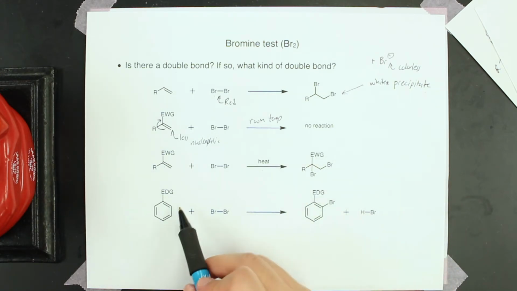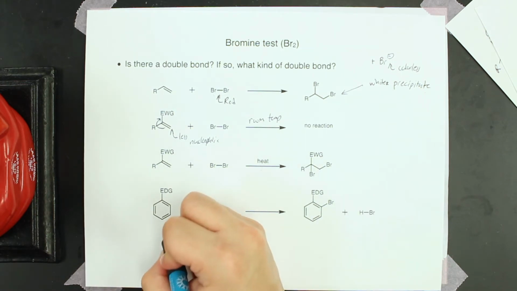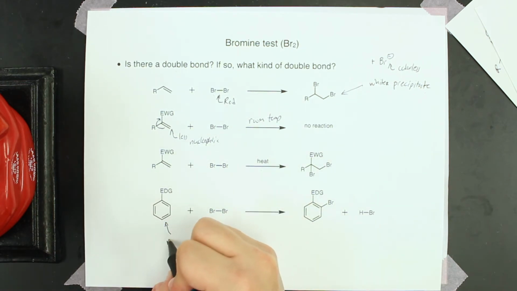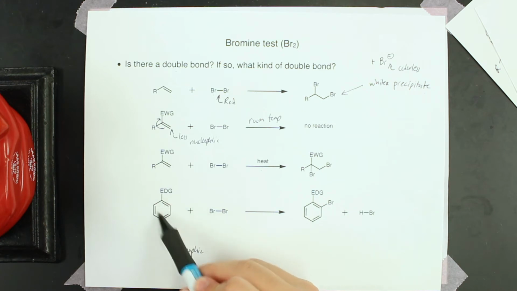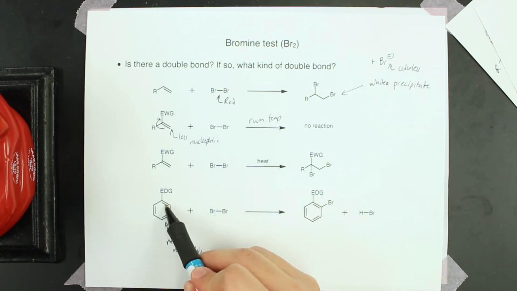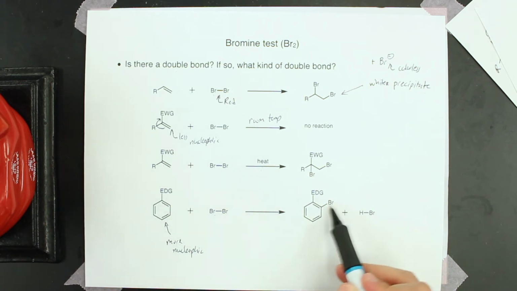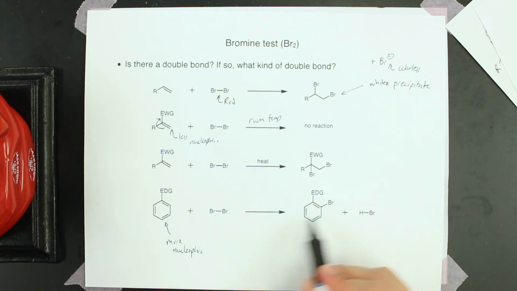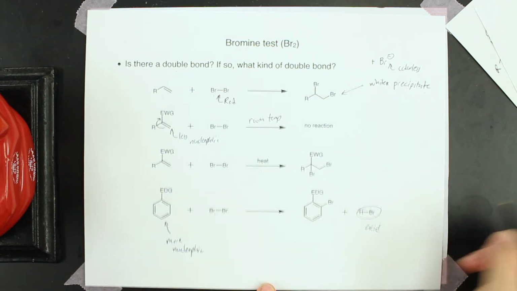The last scenario is if the double bond is in a ring. So if your ring has an electron donating group, this tends to be more nucleophilic, and these tend to react at room temperature. So these rings will react with bromine through an EAS reaction like we covered. So this ring will attack the bromine and probably put it on the ortho or para position. I've just drawn it on the ortho position here. And as a byproduct, though, we generate something special. We generate HBr gas, which, as you know, is an acid.